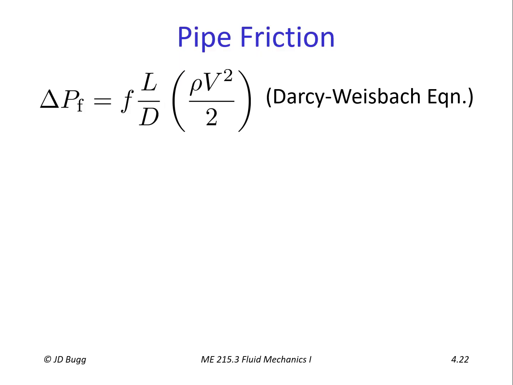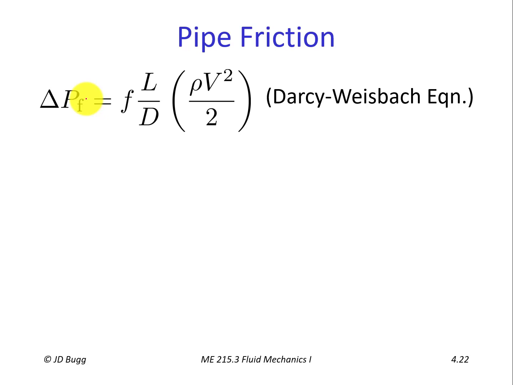So welcome back. In the last video, we looked at the first of the two contributions to pressure losses in piping systems, and that was minor losses. In this video, we're going to turn our attention to pipe friction, and this is the friction that occurs in long, straight runs of pipe. This equation, which we've seen before but I haven't described in any detail, is called the Darcy-Weisbach equation.